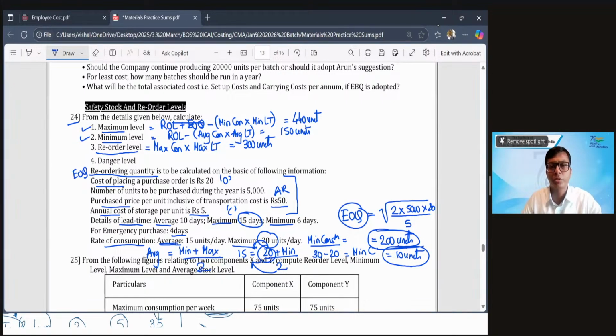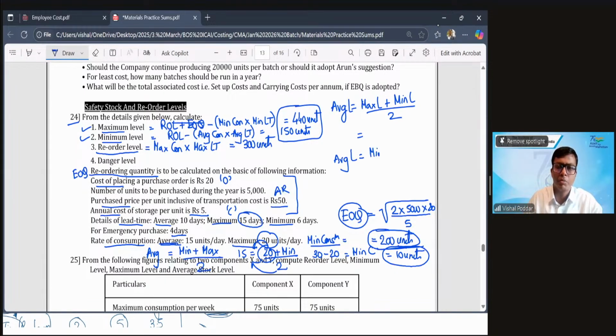Now, one thing which is to be recalculated is average level, which is maximum level plus minimum level upon 2. So these two added upon 2 is your average level. Now, there is one more interesting formula of average level. It is minimum level plus half of ROQ. ROQ again means ROQ or EOQ. So there are two formulas for average level. This is the regular average formula. This is the special average formula.